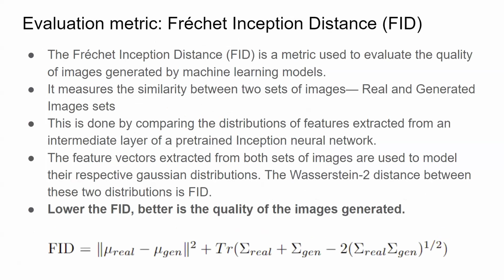Coming to the evaluation metric that we want to use, we plan to use the Fréchet Inception Distance, or the FID score. This is a metric that is most commonly used to evaluate the quality of the images generated by image generation models. The way it works is that it measures the similarity between two sets of images, one real and the other generated. The features are extracted from both these real and generated image sets from an intermediate layer of a pre-trained Inception network. Using these feature vectors, their respective Gaussian distributions are built, and the Wasserstein-2 distance between these two Gaussian distributions is the FID. Intuitively, the closer the two Gaussian distributions are, the better the quality of the images generated. So the lower the FID score, the better the quality of the generated images.